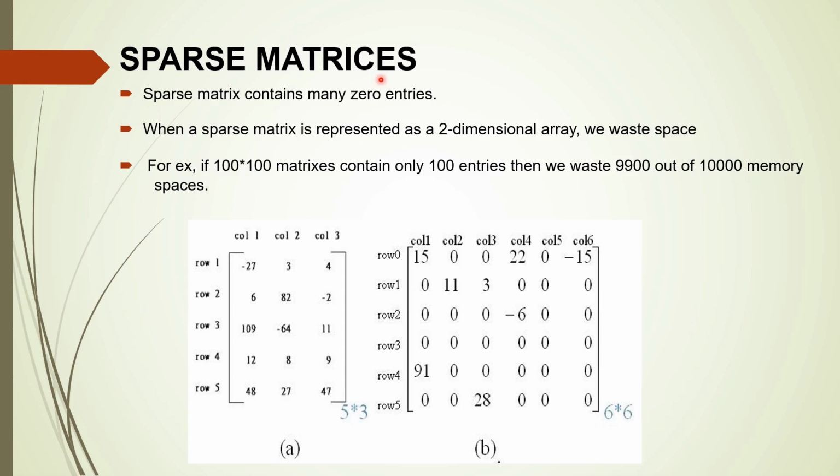Sparse matrices. As all of you know, a matrix is a two-dimensional array which consists of n number of rows and m number of columns. So let us consider these two matrices. The first matrix consists of 5 rows and 3 columns. The second matrix consists of 6 rows and 6 columns.